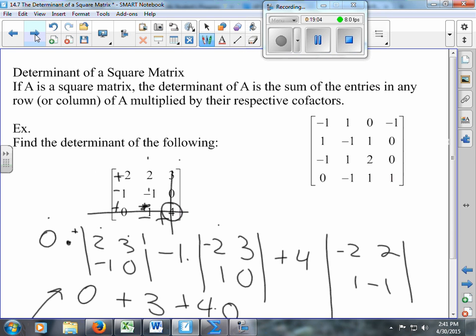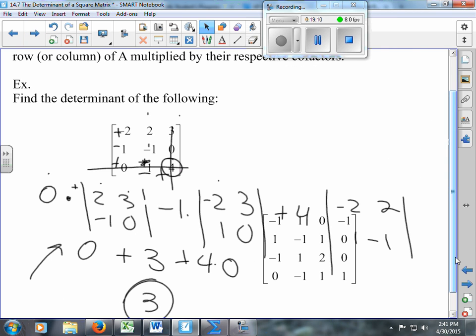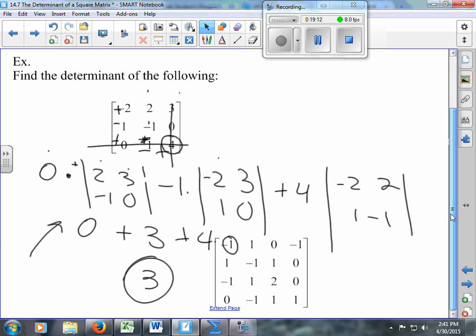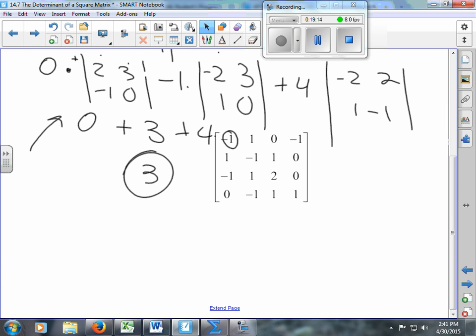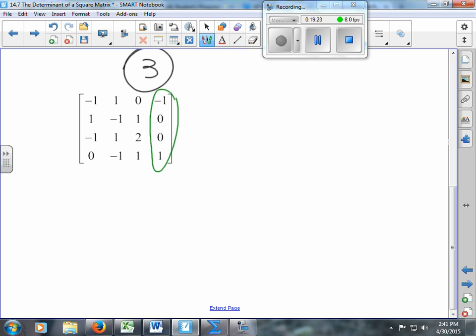Let's move on. The final example. Well, no, it's not the final example. We're going to find the determinant of a 4 by 4 matrix here. And this is extensive because it is, again, a 4 by 4. So to do this, I'm going to choose the row or column with the most zeros, just like we just did. And that's the fourth column. Again, it has the most zeros. So I'm going to do the cofactors of every element in that column.